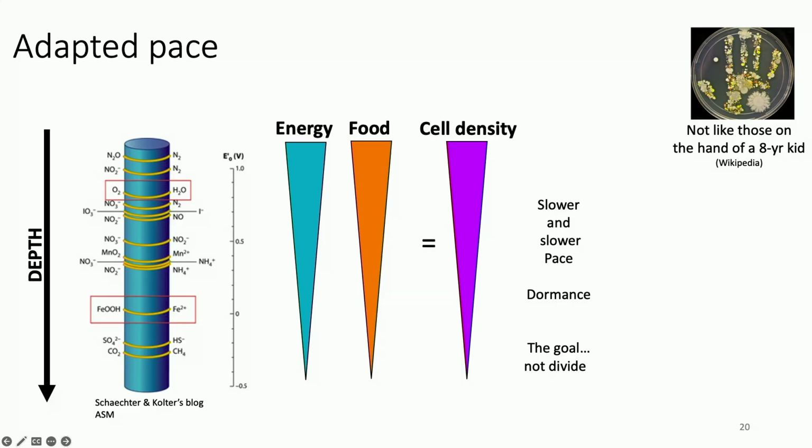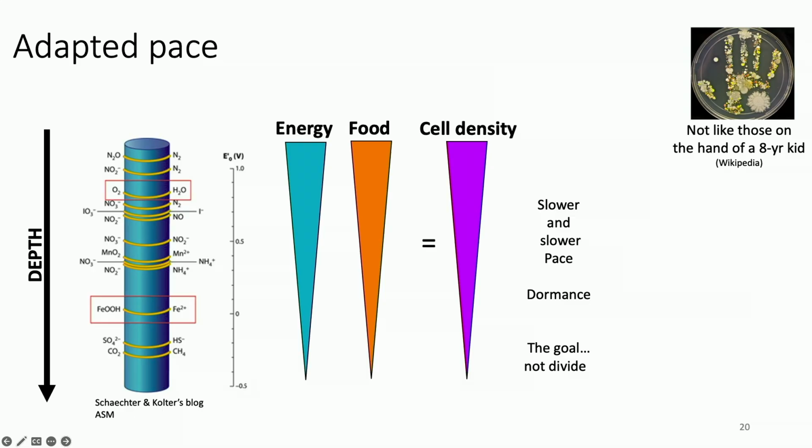But basically, to give you the general idea, life adapts its pace to the energy and the food that is available. The more energy, the more food, the higher the cell density. And as we go as a function of depth, the energy tends to decrease, the food tends to decrease, and the cell density tends to decrease. So the cells tend to have a strategy at depth: avoid dividing if you can. It's not like kids on a petri dish.